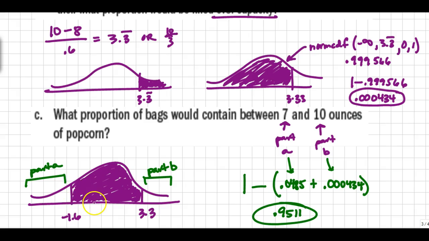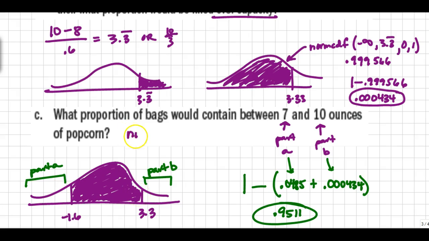Let me show it to you visually. Negative 1.6 was the z-value for 7, and we found everything below that for part A. For part B, we did everything for the z-value of 3.3 repeating for the 10, and we got everything above that. So if we add the parts that we already did in parts A and B together, that'll be the two tails combined. The rest of the graph is what I'm looking for, though, for my answer. So I would do 1 minus (part A plus part B), and that'll tell me what's left, which would be what's in between 7 and 10.